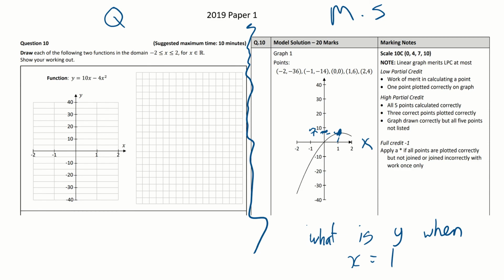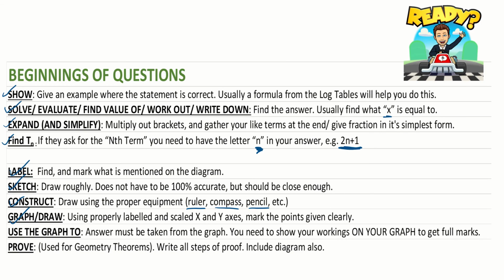I think we had one more word to have a look at. Oh, prove. So prove is used for your geometry theorems, and there are 5 of those. And there's a set way of doing those. They give you a set of instructions on what to do for your proofs. The layout of your question won't change, but for the proof, they'll pick 1 out of the 5. And I'll put a link to those below as well.